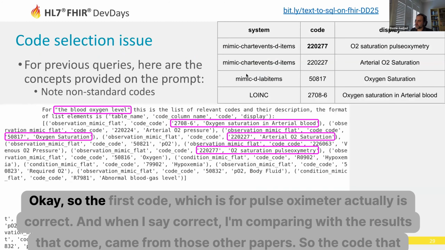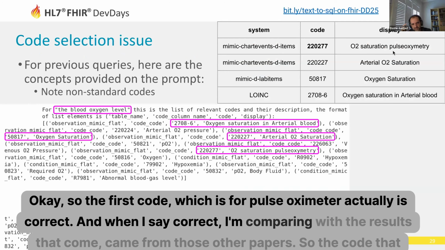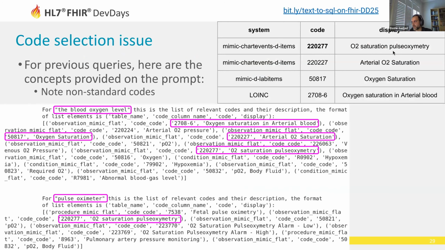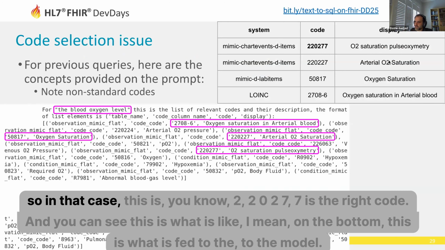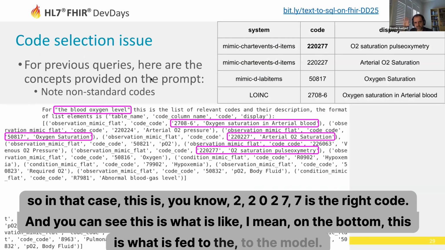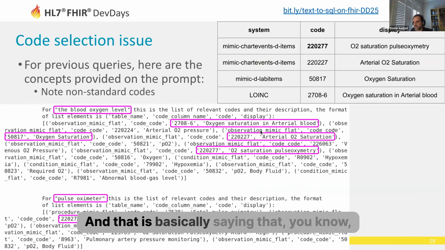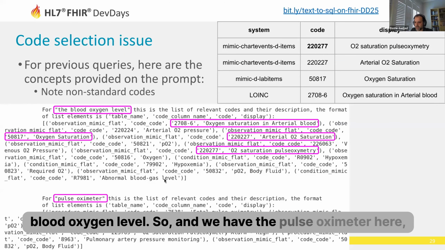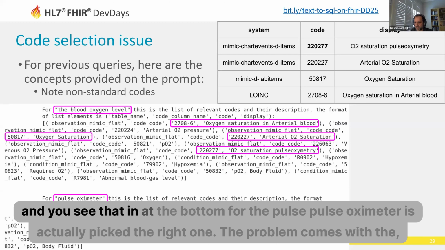Okay, so the first code, which is for pulse oximeter, is correct. When I say correct, I'm comparing with the results from those other papers, the code that those papers were using. 220277 is the right code, and you can see this is what is on the bottom. This is what is fed to the model, basically saying everything that is close to the blood oxygen level. And we have the pulse oximeter here, and you see at the bottom that for the pulse oximeter, it picked the right one.